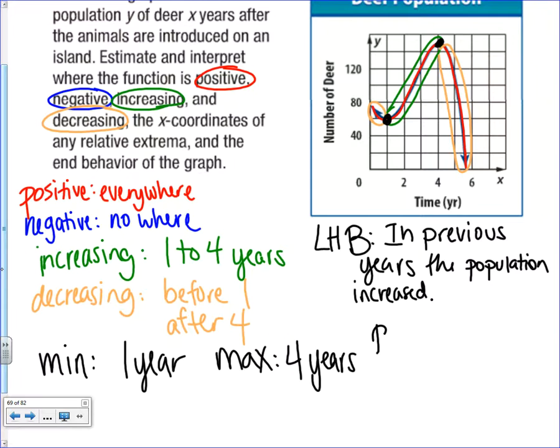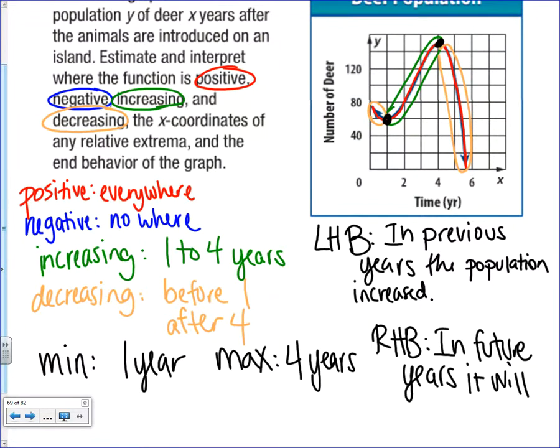Okay, how about on the right-hand side? What happens to the years as we go to the right? In future years, now I can't just say it decreases here, folks, because it can't be negative, can it? So where's it going to decrease to? In future years, it will be 0. Awesome. It's a lot of questions to answer in one question, right?